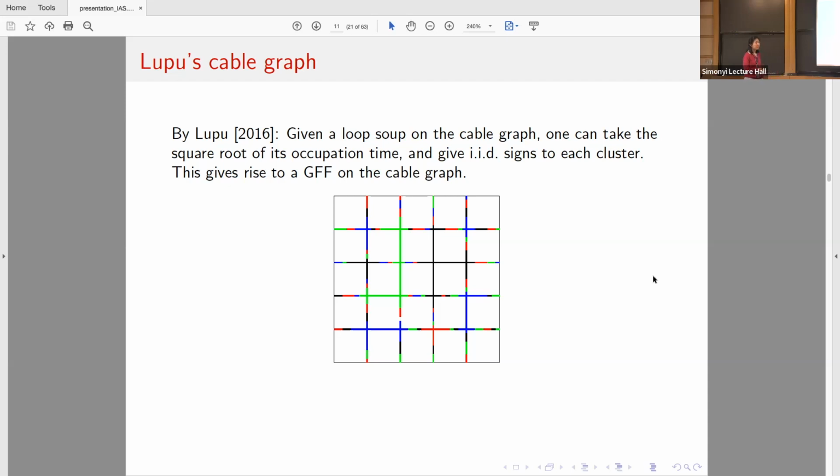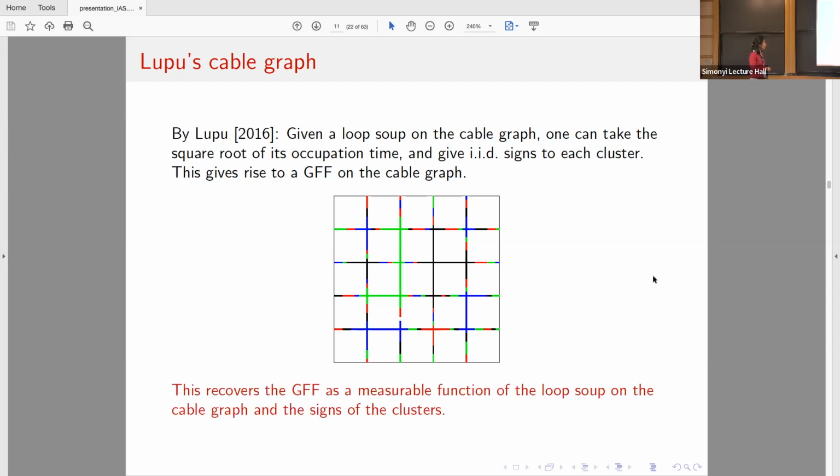And again, the cluster is the connected component of the loops. It's not a single connected component. Connected components, yes. So it's a collection of loops which overlap each other. So exactly the difference between clusters is where the occupation time is 0. Yes, exactly. So on this graph, because everything is finite, you can see where the clusters stop and give i.i.d. signs. So this allows one to recover the Gaussian free field as a measurable function of the loop soup on this cable graph and also the signs of the clusters.